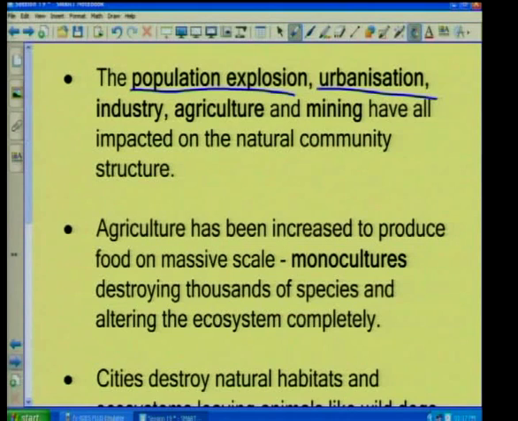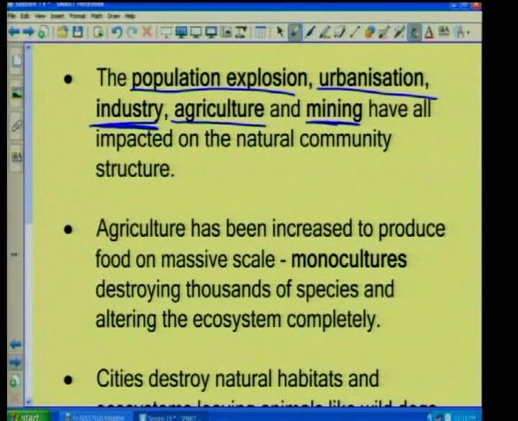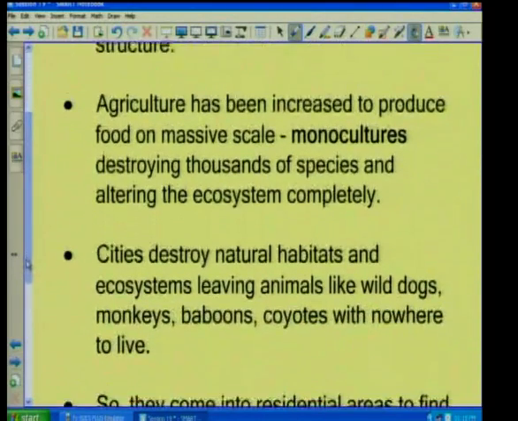The population explosion, this is us. Urbanization means living in cities and towns. Industry, the people in factories don't always do what they should, and they pump all kinds of rubbish into the streams. Agriculture, we have to clear huge tracts of land to plant mealies and wheat and corn and whatever it is that we plant. And then mining, and they've all impacted on our natural communities.